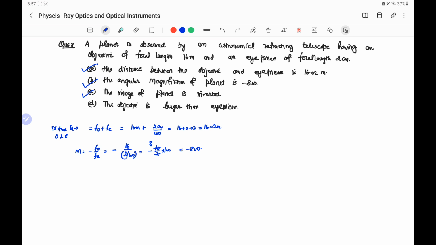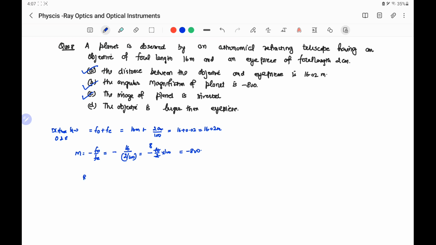We know that the resolving power of the lens depends on the diameter of the objective, and it is given by Rp equal to A by 1.22 lambda, where lambda is the wavelength of light and A is the diameter of the lens. So to have the higher resolving power, the diameter of the objective lens should be higher. So option D is also a correct option.